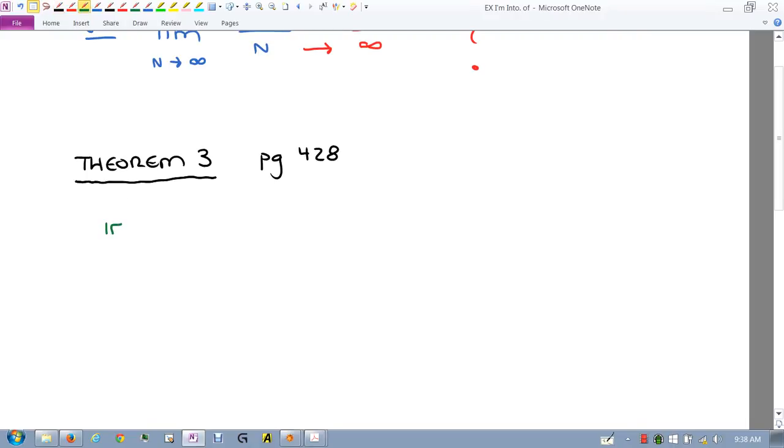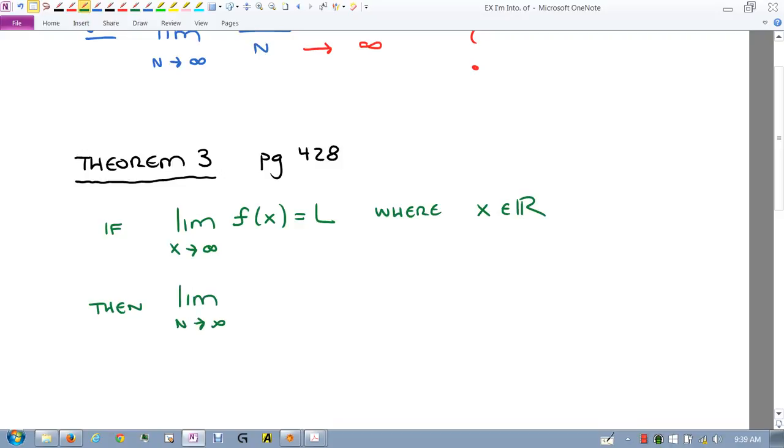All right. If the limit as x goes to infinity of f of x equals L, where x is an element of the real numbers, then the limit as n goes to infinity of f of n will also equal L, where n is an integer. I'm trying to do the double-struck n, having trouble.